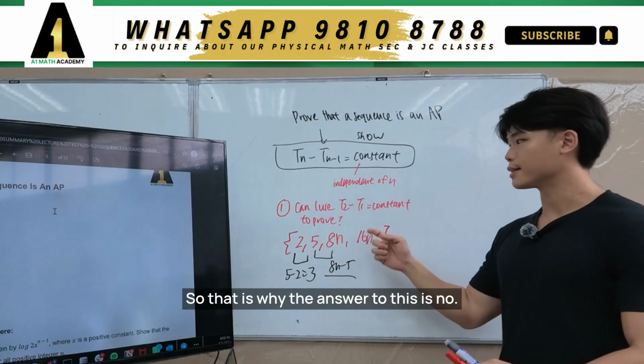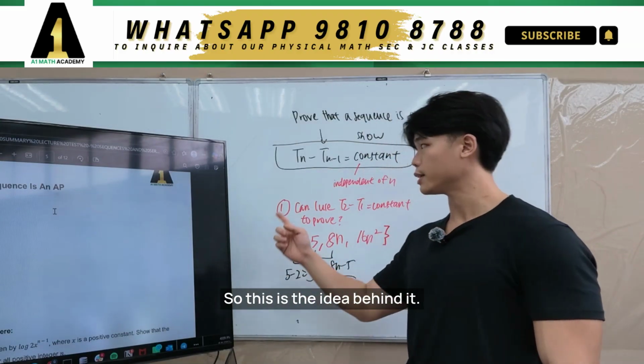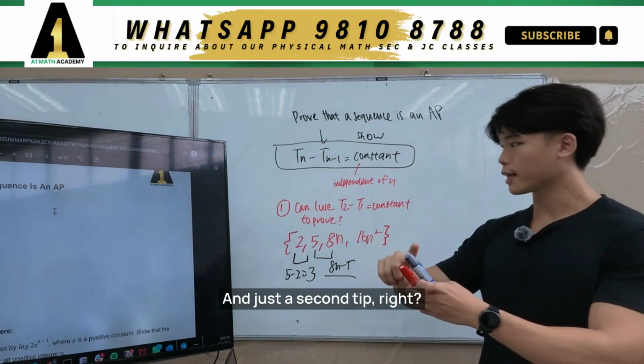So that is why the answer to this is no. If you want to prove that something is an AP, you need to prove the general term is a constant, right? So this is the idea behind it. And just a second tip, right?